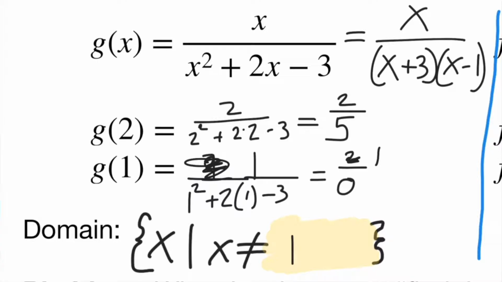So actually, we need to exclude 2 numbers. x cannot equal 1, x cannot equal negative 3. You can have any number in the world that you want, any real number, fine. Just make sure it doesn't equal 1 and doesn't equal negative 3. Because if you do, you'll get a 0 in the denominator.